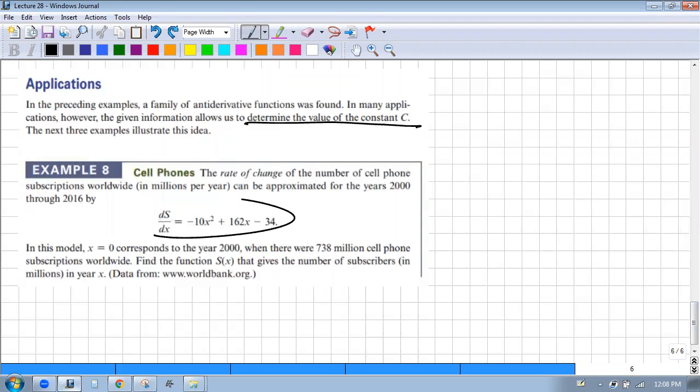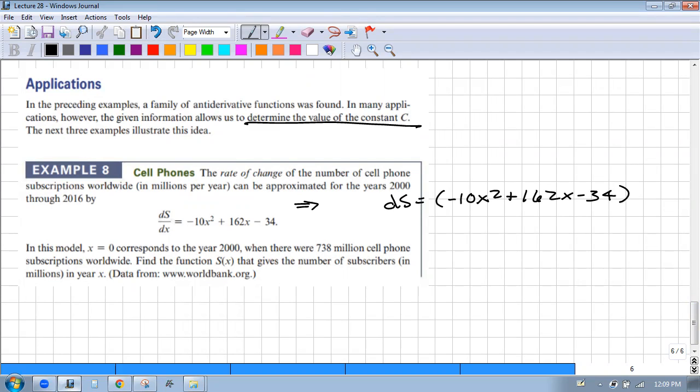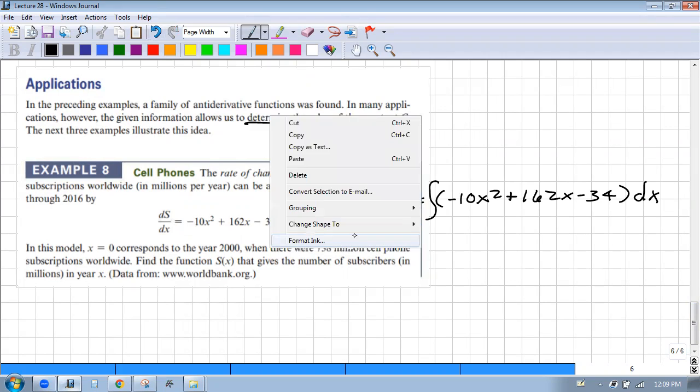So here, they tell us what ds dx is. So think about it this way. If I multiply both sides by dx, I just take this and move it over here, multiply both sides, right? And then if I integrate both sides, well, s is the integral of ds. The derivative and the integral are opposites of one another. Does that make sense, how we just set that up? So s is the integral of s prime, basically.